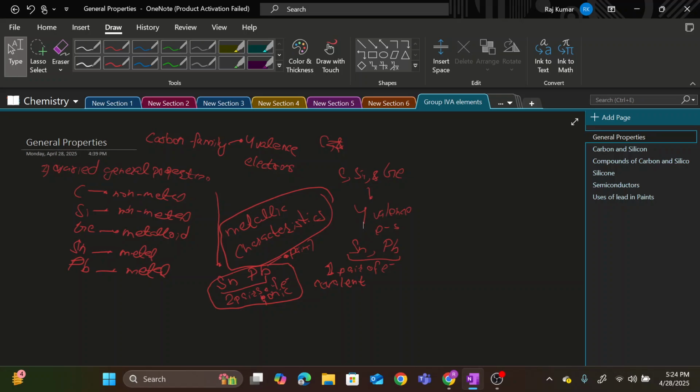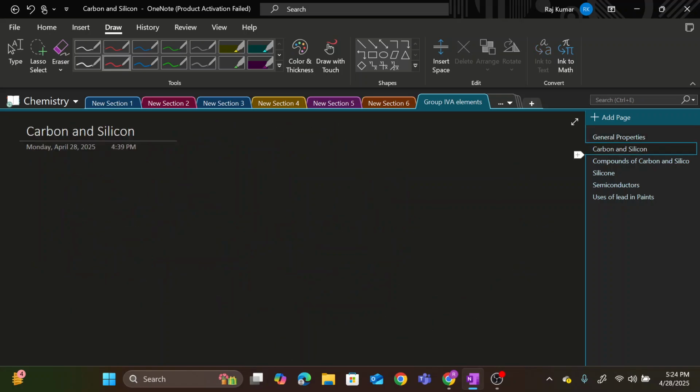One more important thing that I would like to highlight here is that carbon is abundantly found in living organisms. Silicon and germanium are abundantly used in electronics. Tin and lead are abundantly used in chemical reactions.